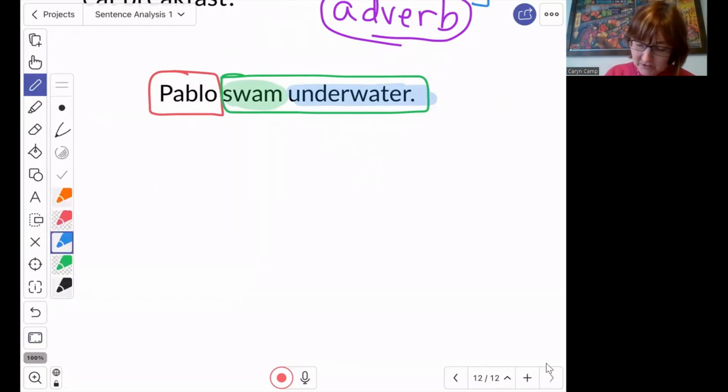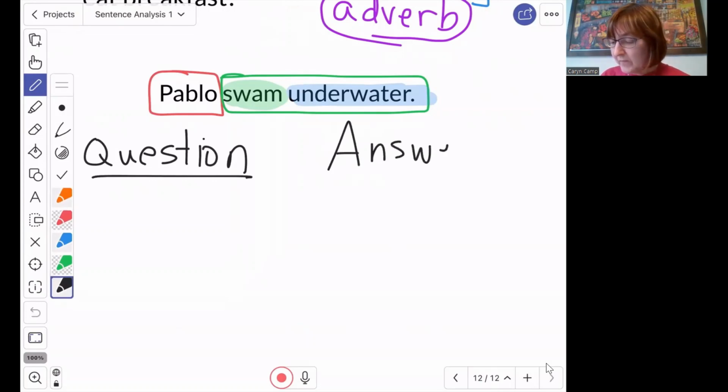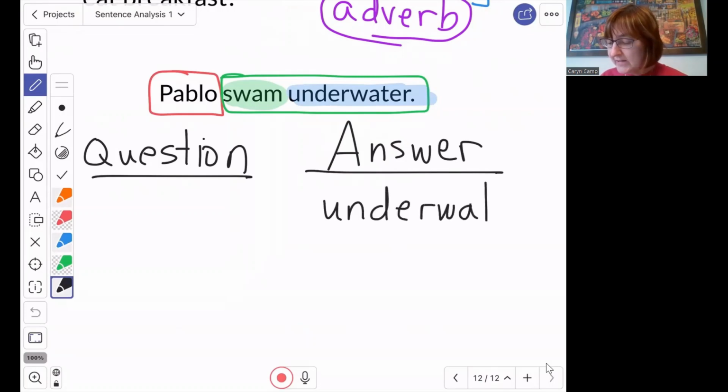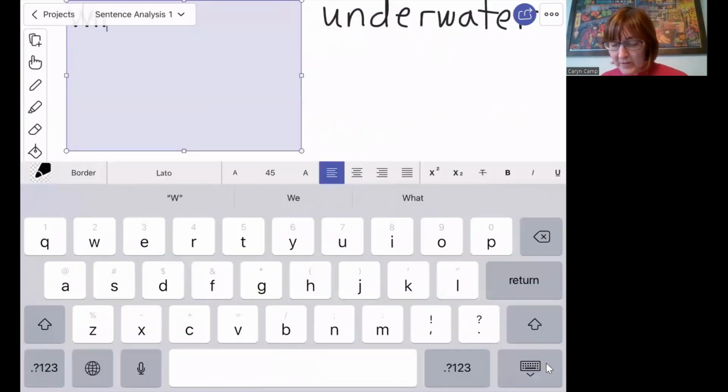If I were to put my question here and my answer here, and I want the answer to be underwater, how can I turn that sentence into a question? So the answer is underwater. All righty, let's see if we can do it. If you remember, I'll start writing it and you see if you can remember.